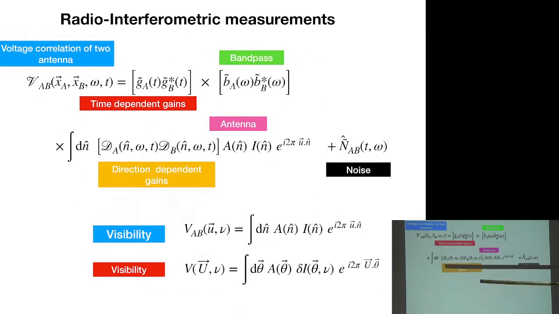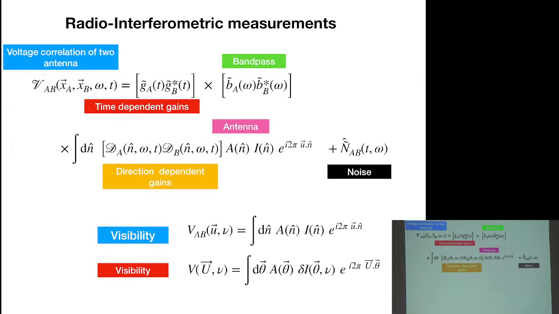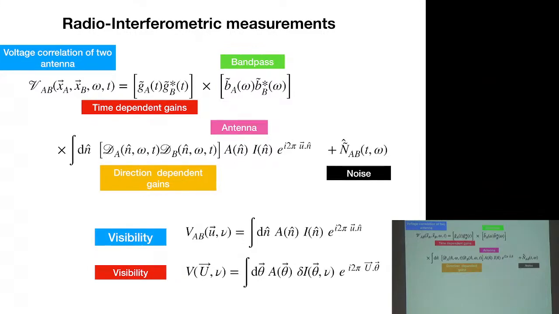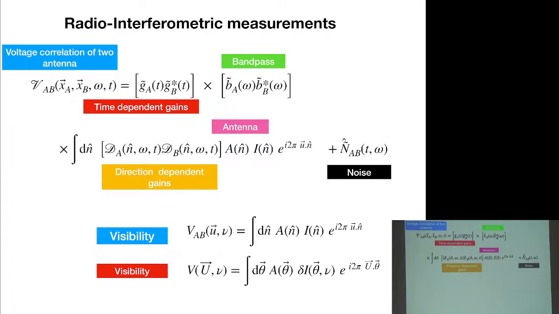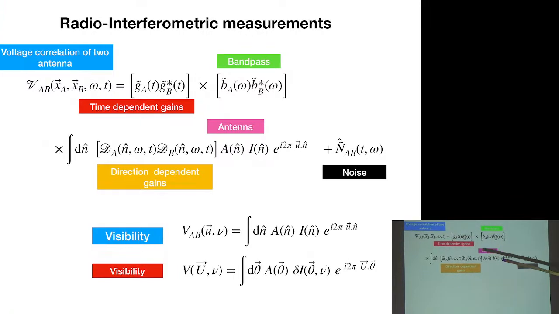Then inside the integral, I have this thing which I said is a kind of isotropic, in the sense that if I look at the center of the field of view, with respect to that it doesn't change if I go around, but it can change as I move from the center of the field of view towards the edge of the field of view. So that is this term.